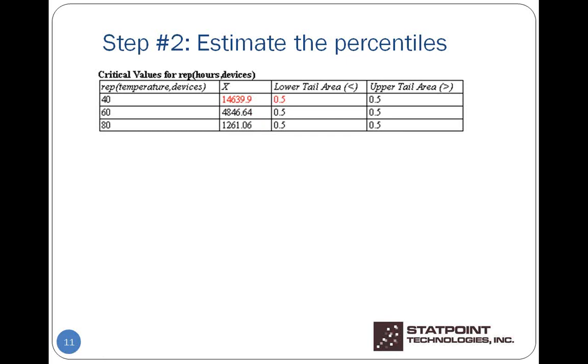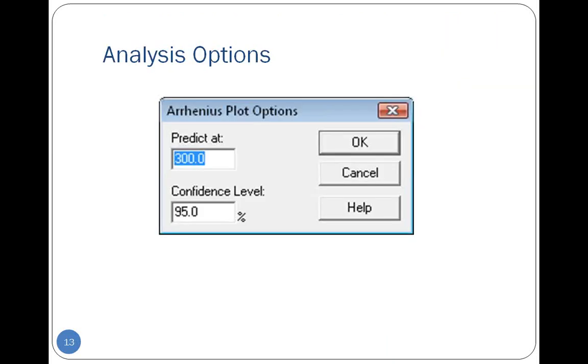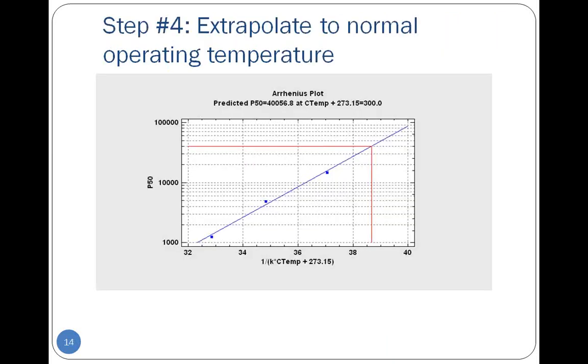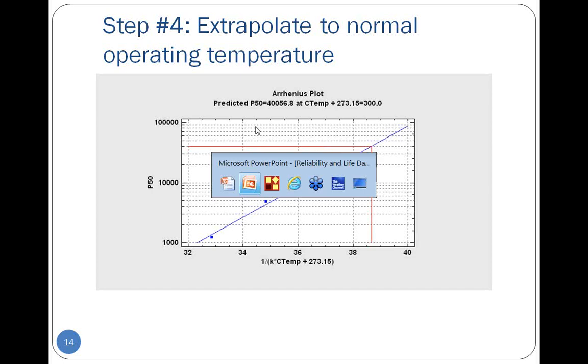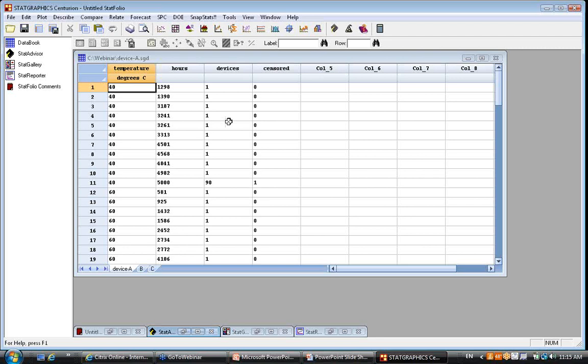Then we'll go ahead, fit an Arrhenius model to the data at the 50th percentiles, and finally extrapolate the results back to normal operating temperatures. I thought I'd give you a highlight of what we're going to do before I go ahead and do it. Now, at this point, let's go over to Statgraphics and actually go through how we would do this.